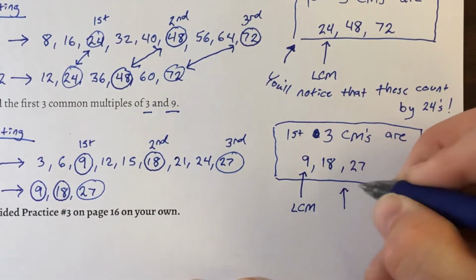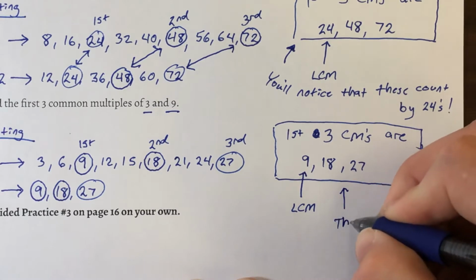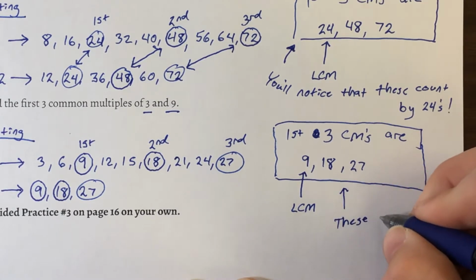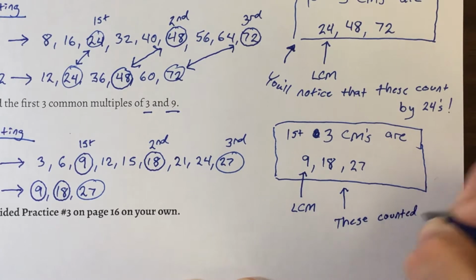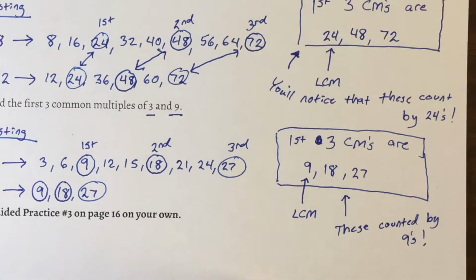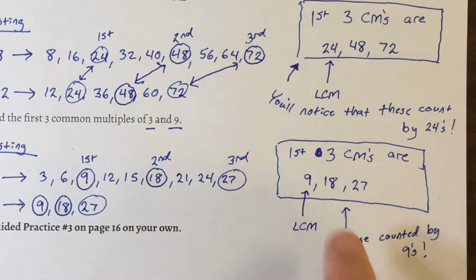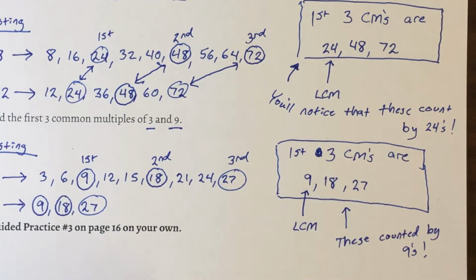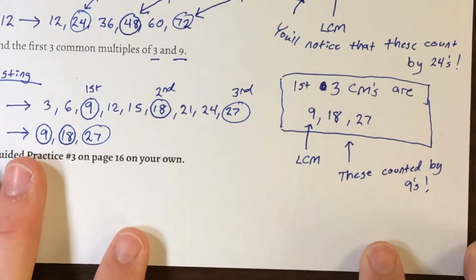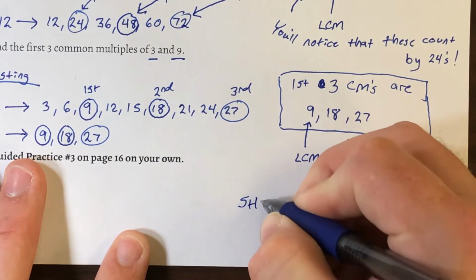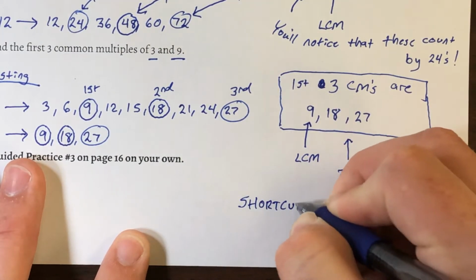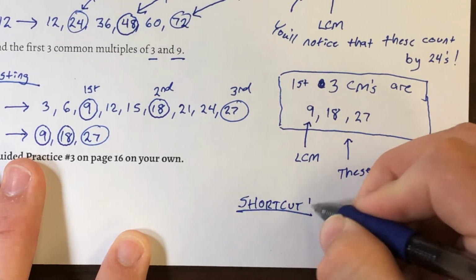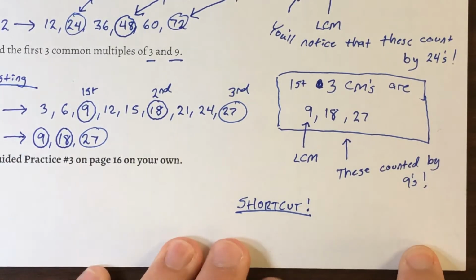And again, I want you to observe that these counted by 9s. And these counted again by 24. So it seems to be whatever the first number is, that's what you can count by for extra. And that actually is going to be our shortcut. So we're going to jot down a shortcut for later use. Love shortcuts. Makes our lives a lot easier. Cuts out a lot of work.